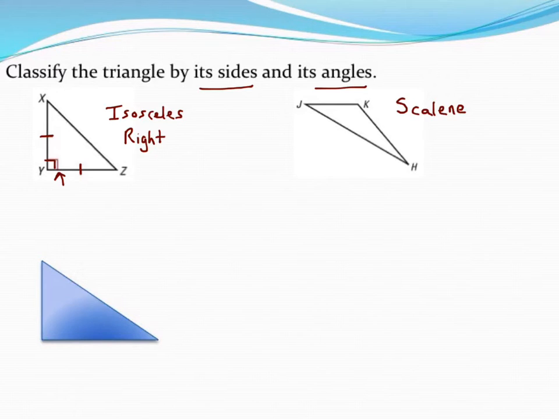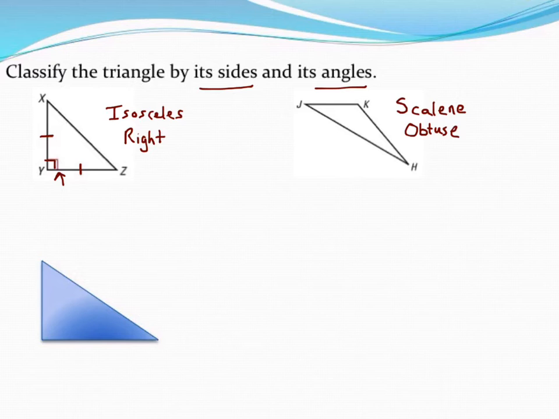Also, based on its angles, I can see that I have one obtuse angle up here. Now, I'm not assuming that's obtuse. I can clearly see that that's more than 90 degrees. It opens up more than that L-shaped 90-degree angle would make. So I can also say this is an obtuse triangle. It has one obtuse angle.